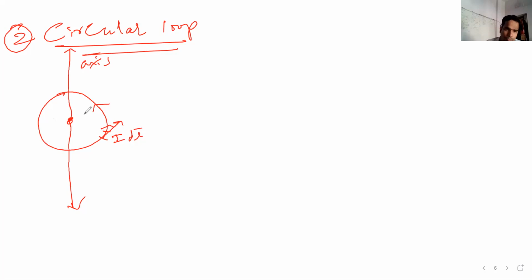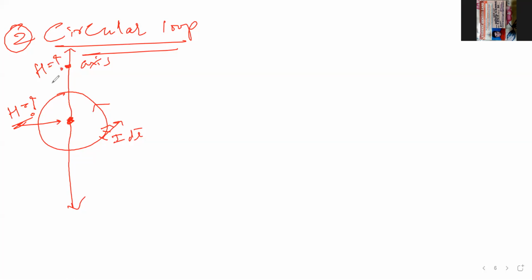First, what I wish to observe is the value of H at the center of a loop. And then next, I wish to find H at any point on the axis. Once we know that, we can solve numericals based on that. So first we'll start.